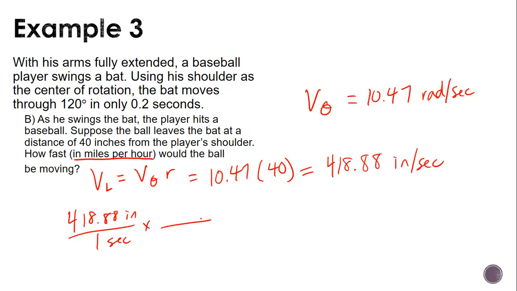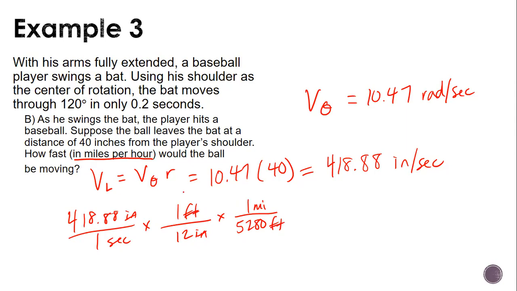How do inches become miles? Where should I go to first? Inches are in the denominator. Probably should go to feet first, right? Yeah. So 12 inches is 1 foot. Inches are gone. How do feet become miles? Good job. And that is 1 mile. Feet are gone, down to miles.